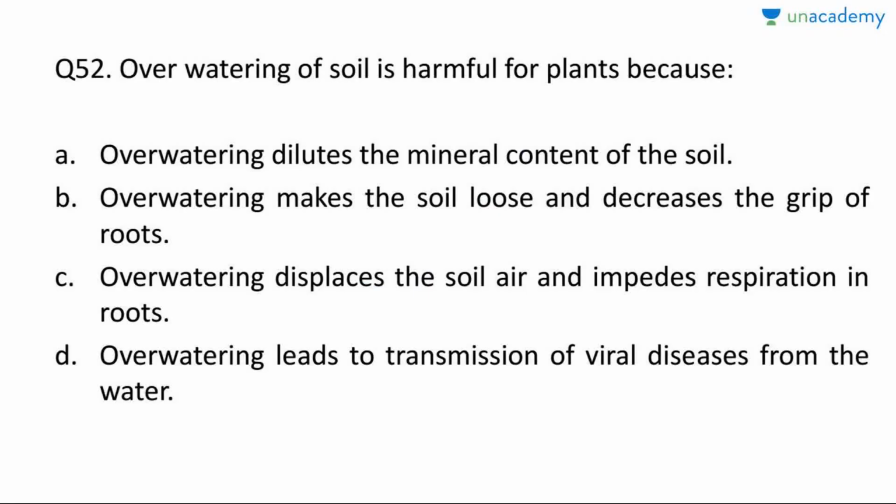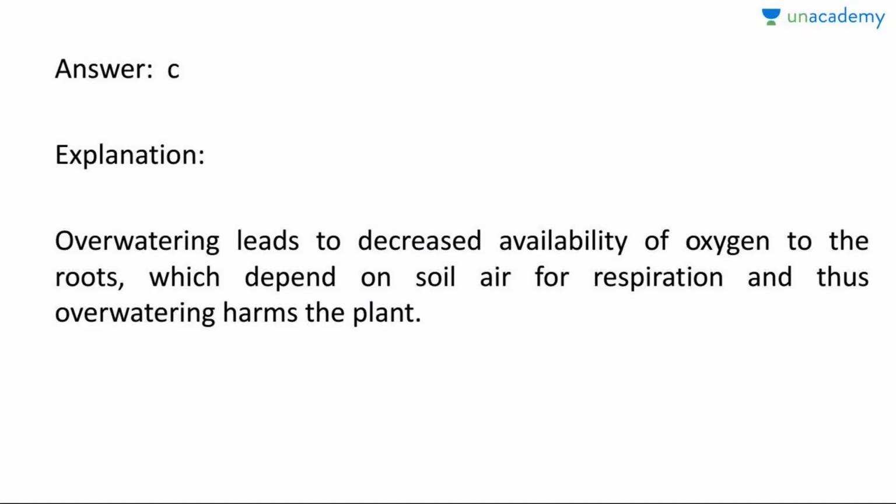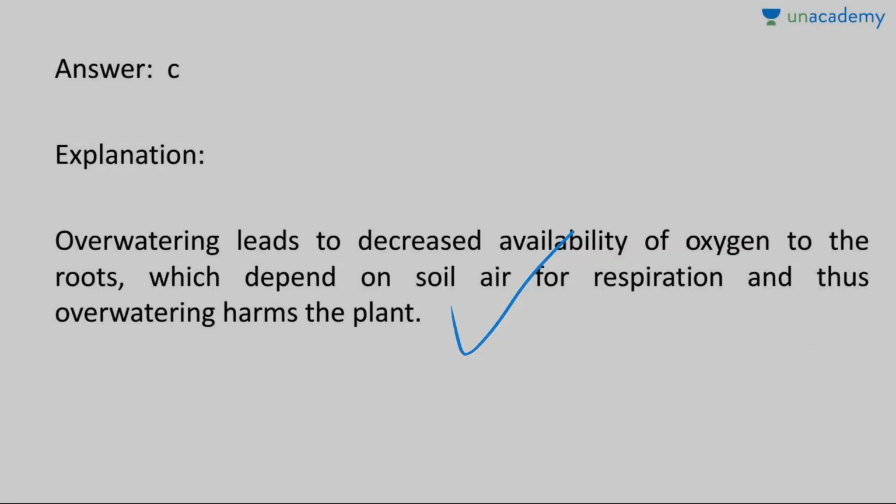Question number 52. Overwatering of soil is harmful for plants because of which of the following? Whenever you overwater, the air which is present in the soil gets displaced by water, and the respiration will not be proper. And if you do overwatering, the plant might even die after some time. So the answer is C. Overwatering will displace the soil air and impede the respiration in the roots. Overwatering will lead to decreased availability of oxygen to the roots, which depend on soil air for respiration, and thus overwatering harms the plant in general.